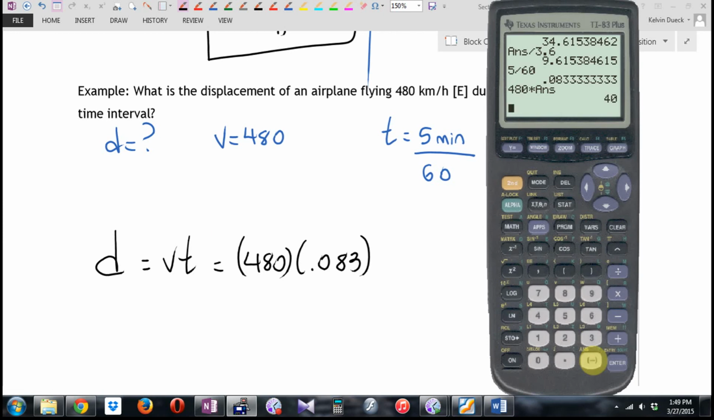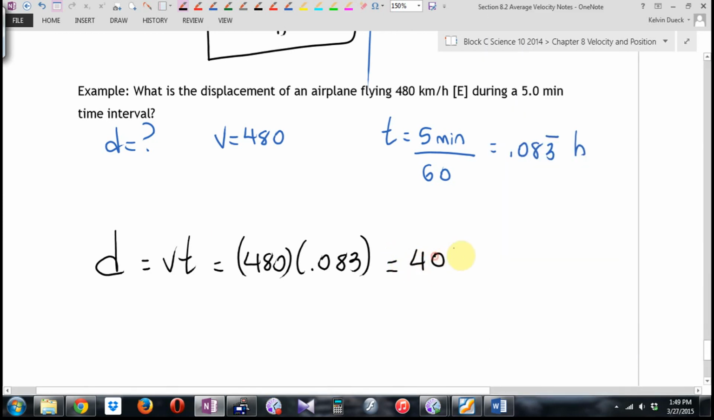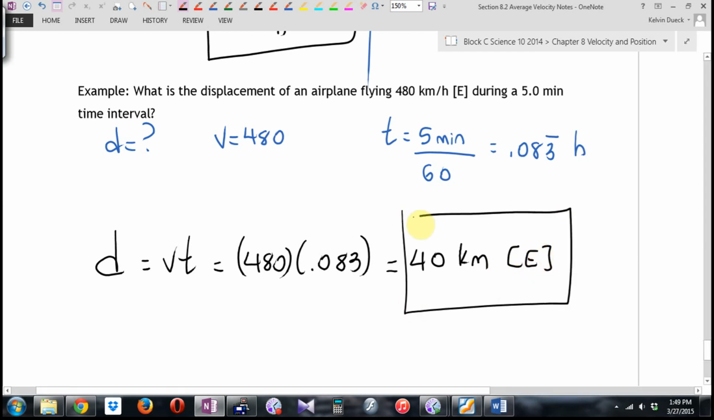No. What units am I in here? Look at the question. This is 40 kilometers. That's a distance. It didn't want the distance. It wants the displacement. Help me out. Which is what? East.